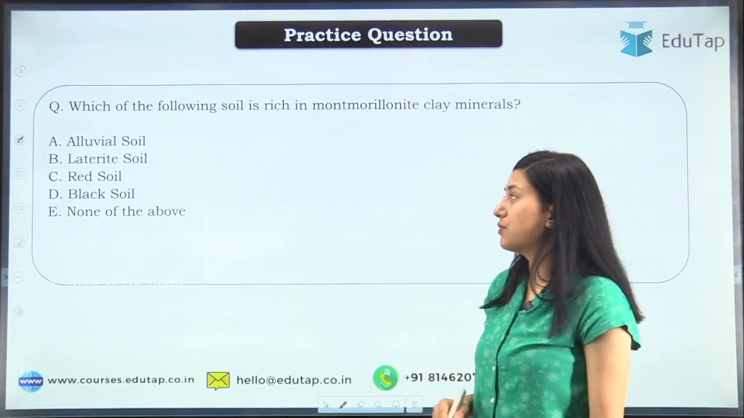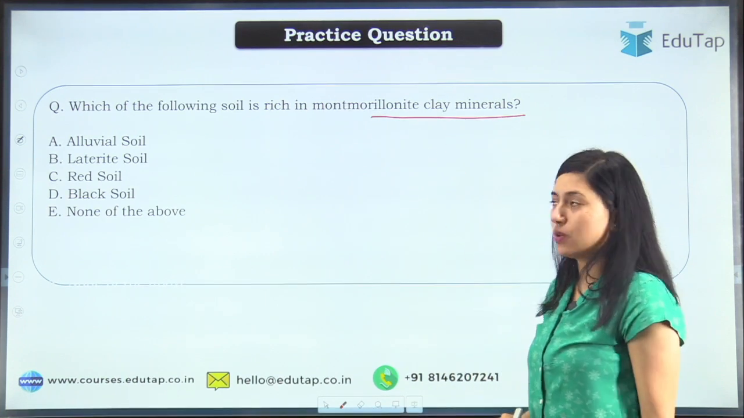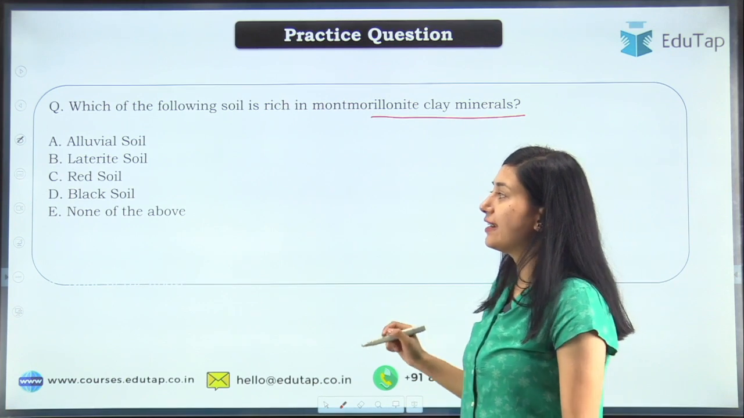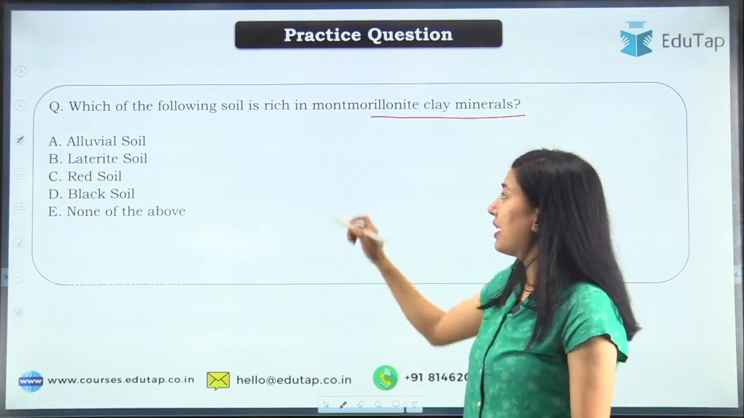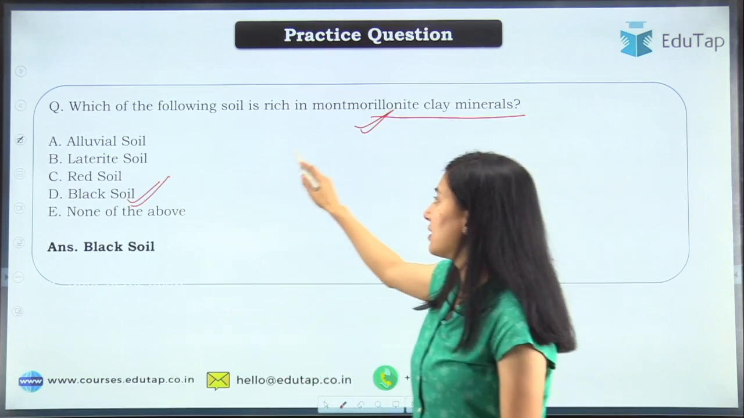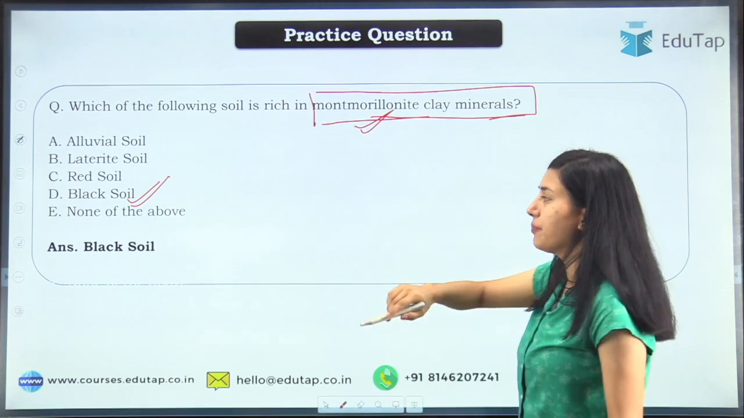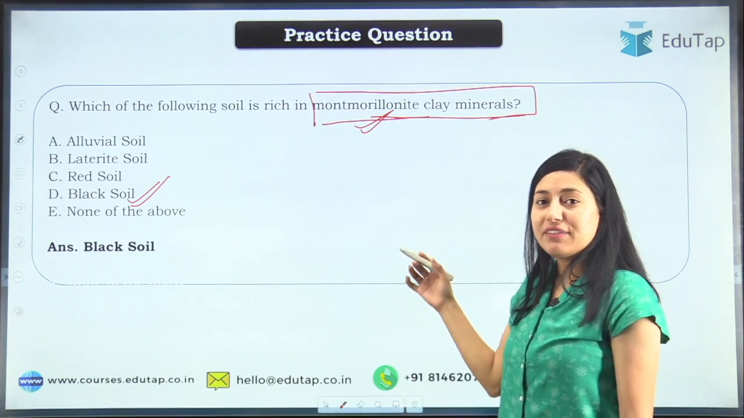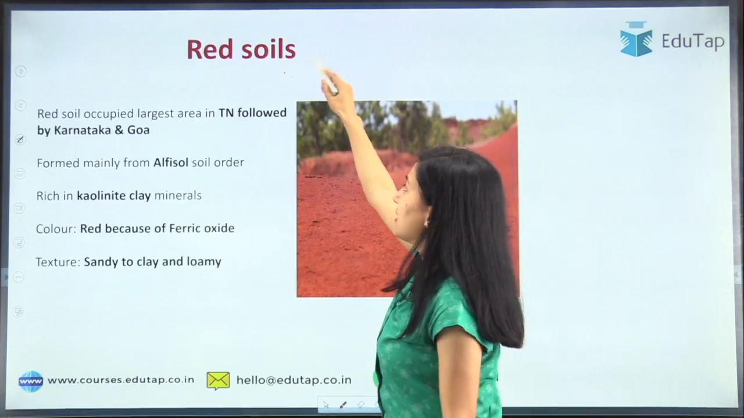Moving on to the next question, which says, which of the following soil is rich in montmorillonite clay mineral? Options are alluvial soil, laterite soil, red soil, black soil, none of the above. Here, students, we have discussed this also, that your black soils are rich in this type of clay mineral, that is montmorillonite. Now that we have discussed the questions, let's move on to the other types of soil, that is your red soil.